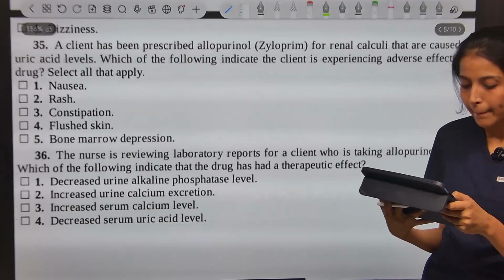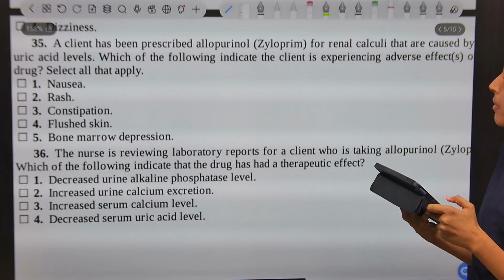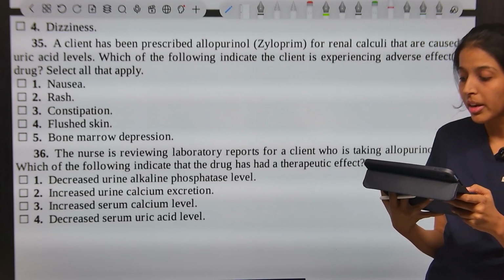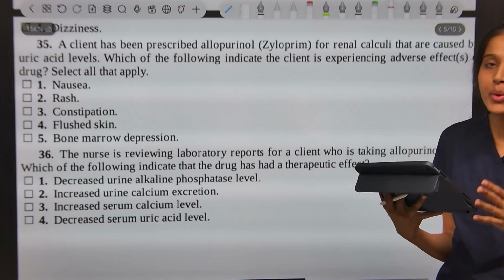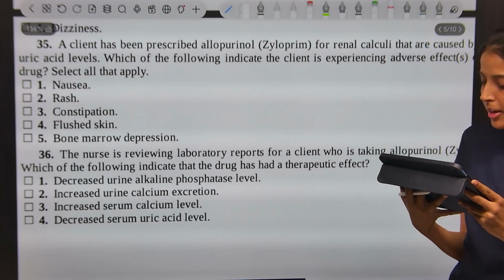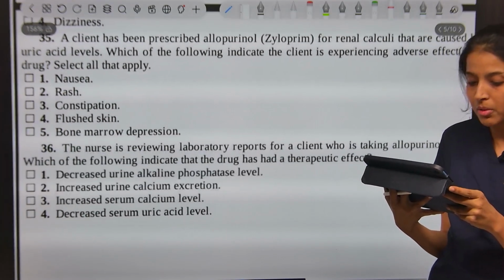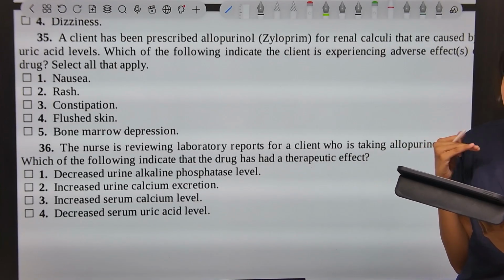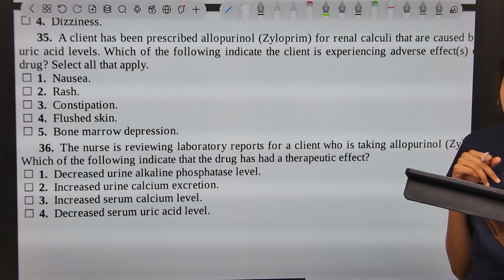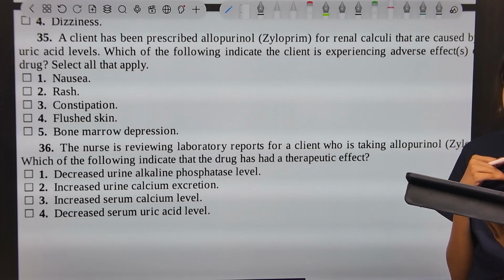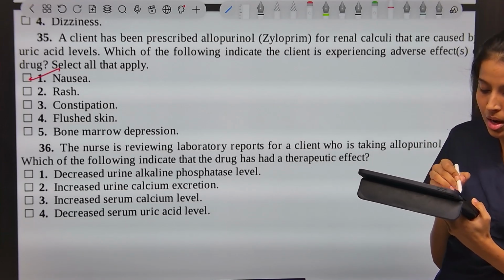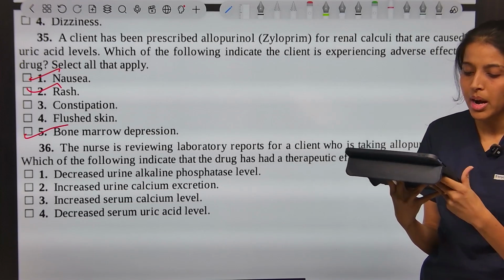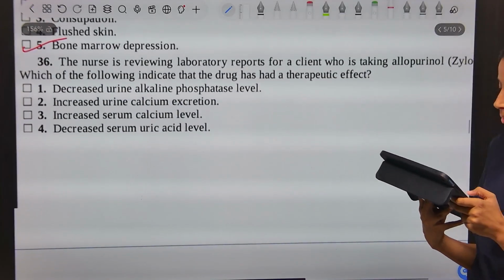Now question number 35 is on the screen. A client has been prescribed allopurinol for renal calculi that are caused by high uric acid levels. Which of the following indicates the client is experiencing an adverse effect of this drug? In the previous question we discussed the rash is an adverse effect of this drug. What else are adverse effects of this drug? Nausea, rash and bone marrow depression. So answer number 1, 2 and 5 will be the correct answer.